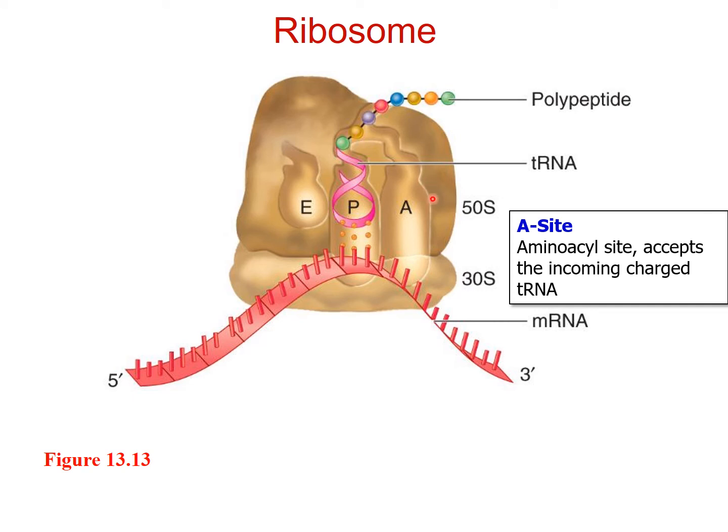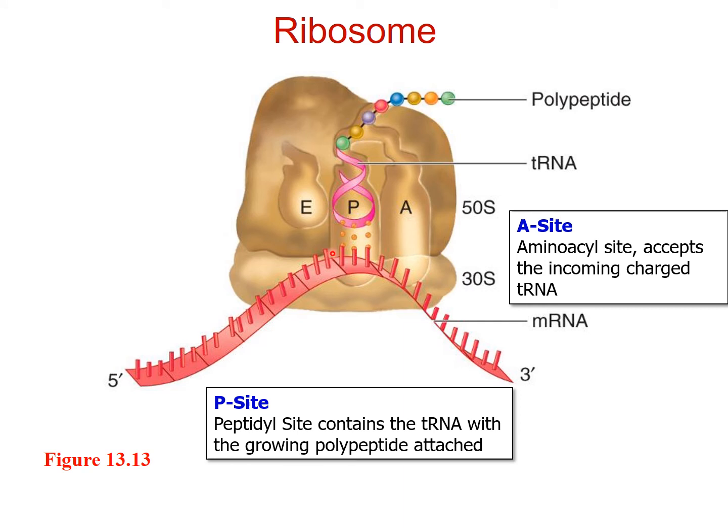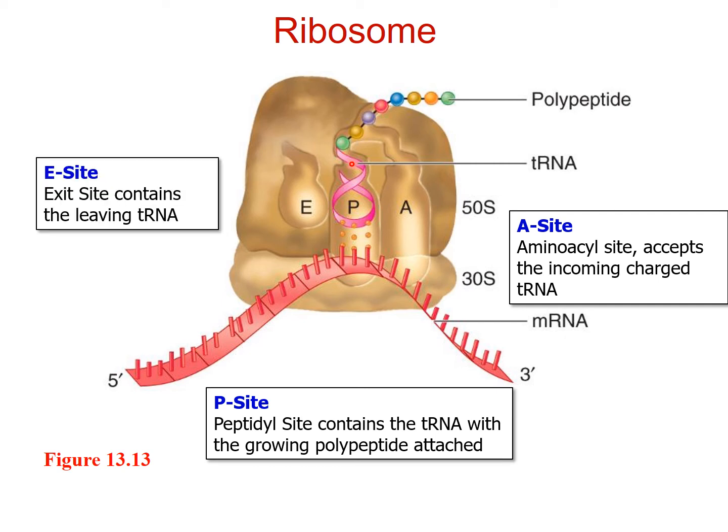So there are 3 sites in the ribosome that bind to transfer RNAs. The A site, the aminoacyl site, accepts the incoming charged transfer RNA. The P site, or the peptidyl site, contains the transfer RNA with the growing polypeptide chain. The E site is the exit site and contains the transfer RNA that's going to be leaving the ribosome. So it's going to come in, get used, and then leave the ribosome.